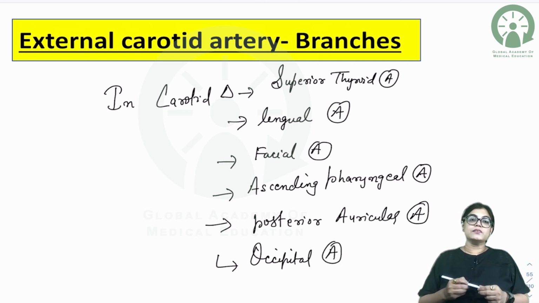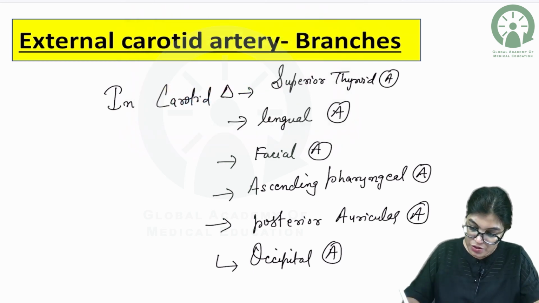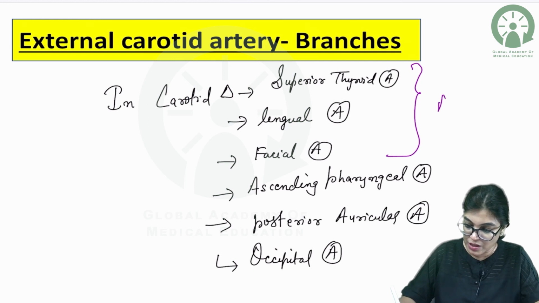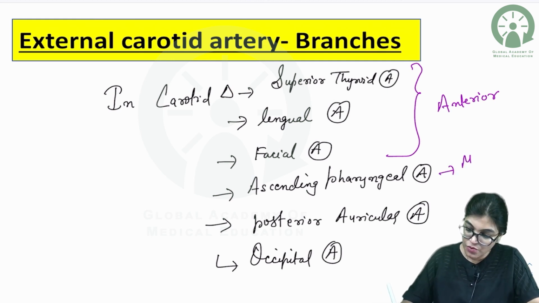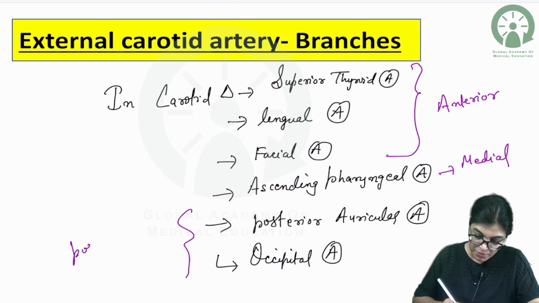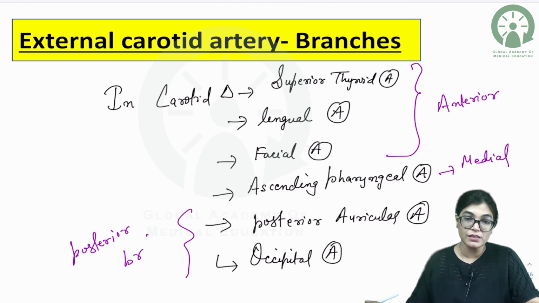So my dear aspirants, here I just want everybody to note down superior thyroid, lingual and facial, all these 3 branches are anterior branches of the external carotid artery. Ascending pharyngeal is the only medial branch of external carotid artery, and posterior auricular and occipital are the posterior branches of external carotid artery.